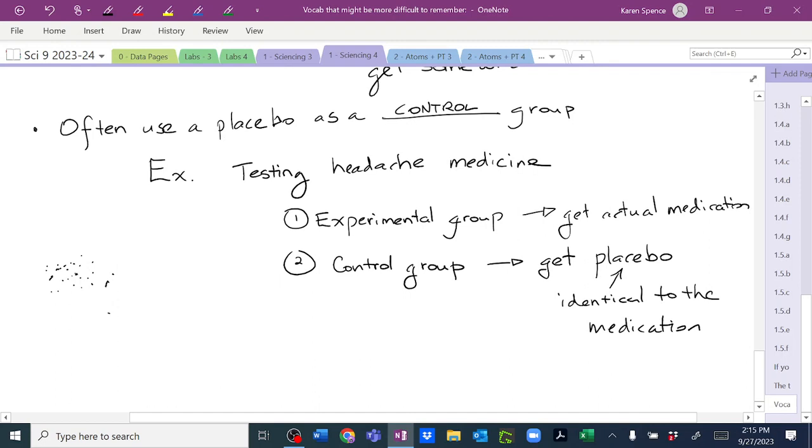And very often they will also have a second control group. Can you imagine what we do to the second control group? We control them. What do we do to our second control group? What do we give them? We give them nothing.